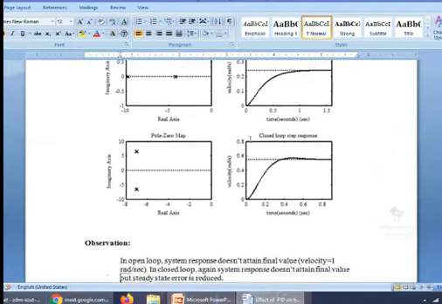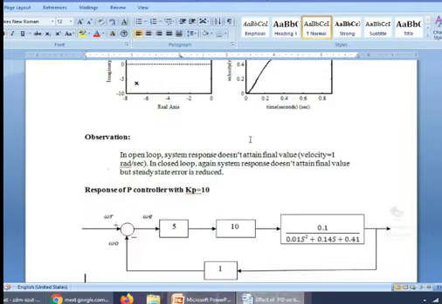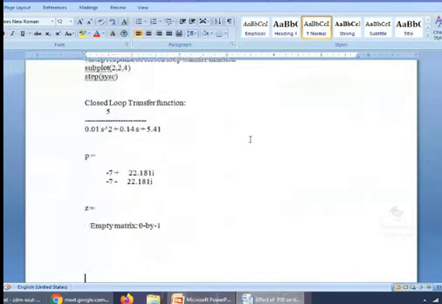Without any controller, what is the observation? In the open loop system, the response doesn't reach the final value exactly. But in the closed loop system, it is reaching closer to the set point, and the steady state error is reduced. See, in the first case we are having 80%. For the second case, we are having 40%. So in order to reduce further, I am introducing a proportional controller.